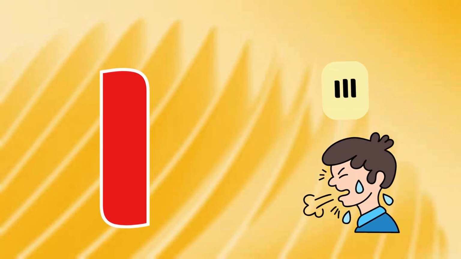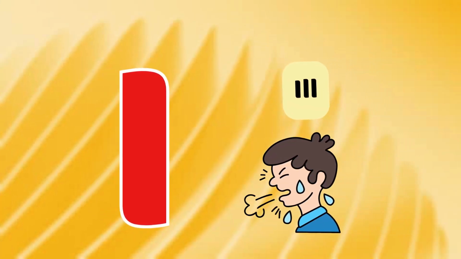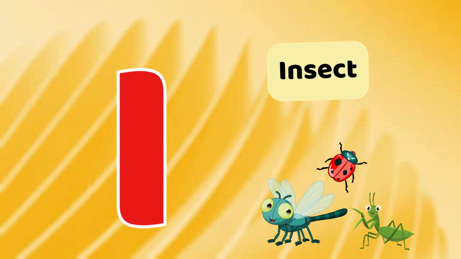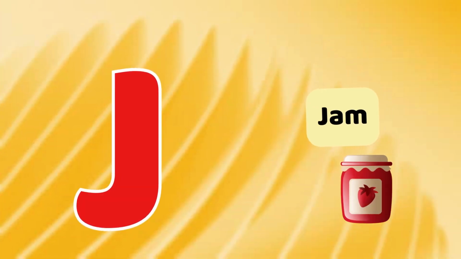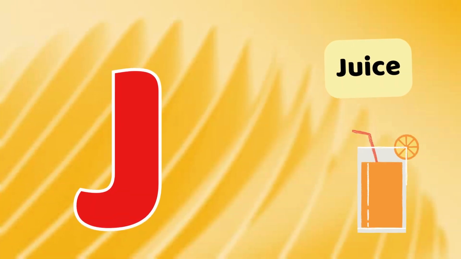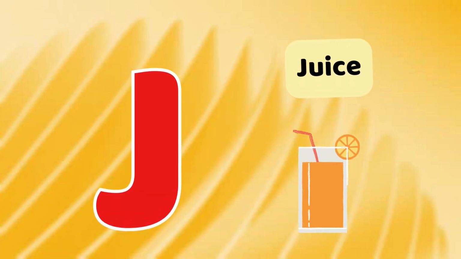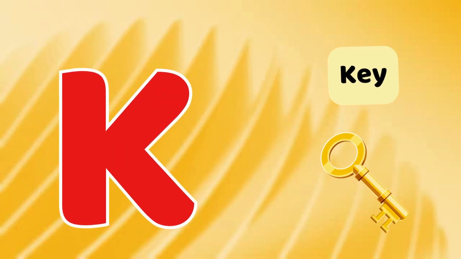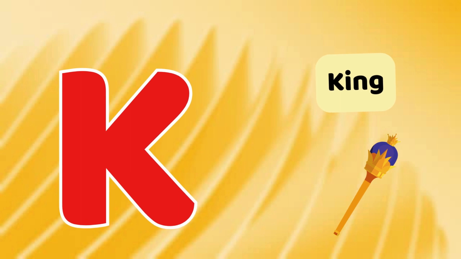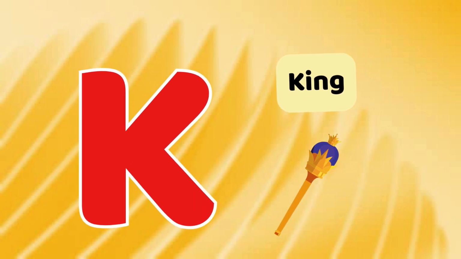I is for ill, i, i, ill. I is for insect, i, i, insect. J is for jam. J is for juice, j, j, juice. K is for key, k, k, key. K is for king, k, k, king.